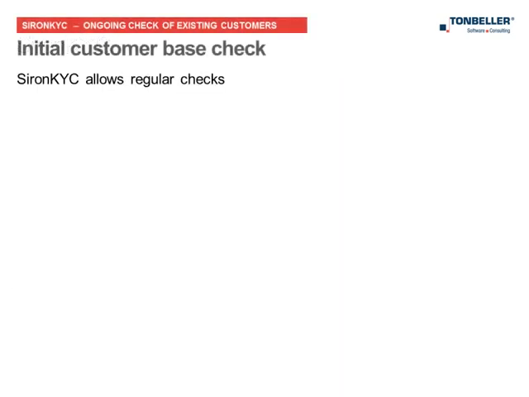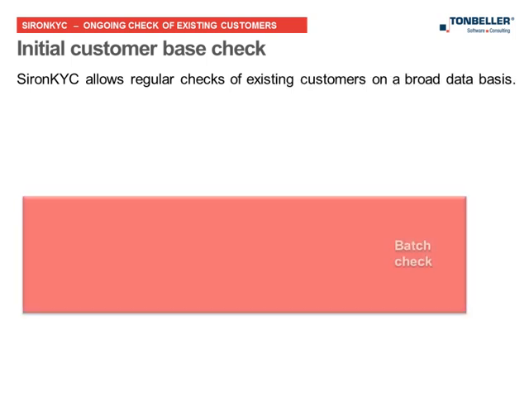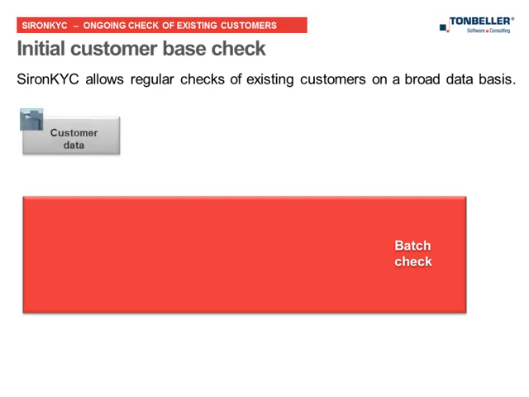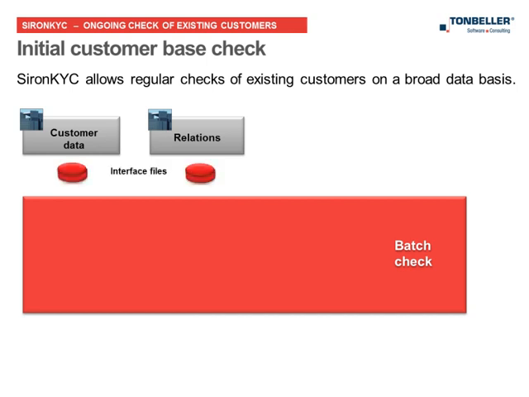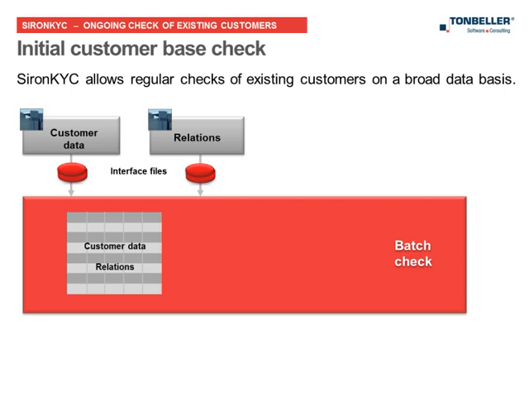Siron KYC allows regular checks of existing customers on a broad database. Apart from the bank's customer data, the supplied relations between the customers, for example to beneficial owners, are also used in the check. The check process receives the data through standardized interfaces. Once the system is implemented, the entire customer base is checked.